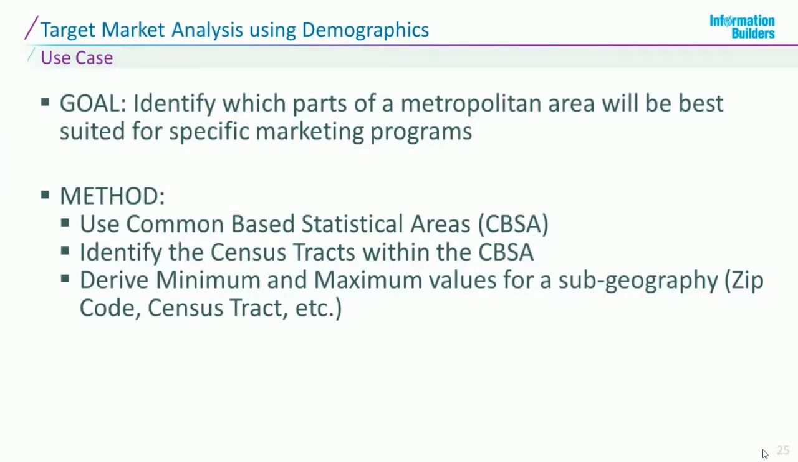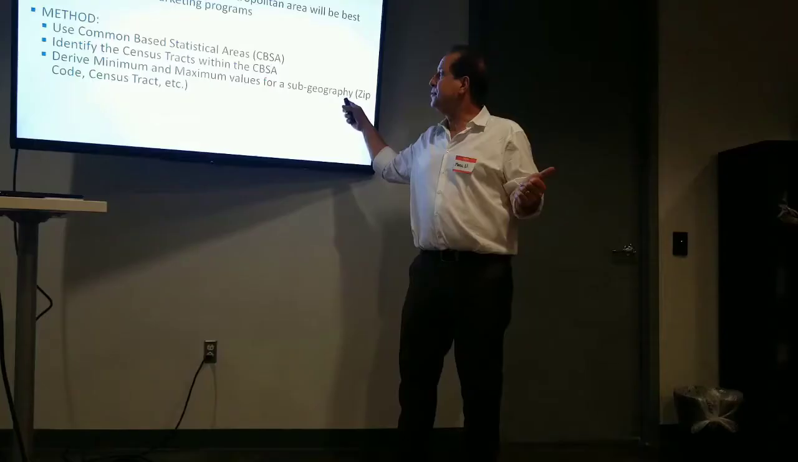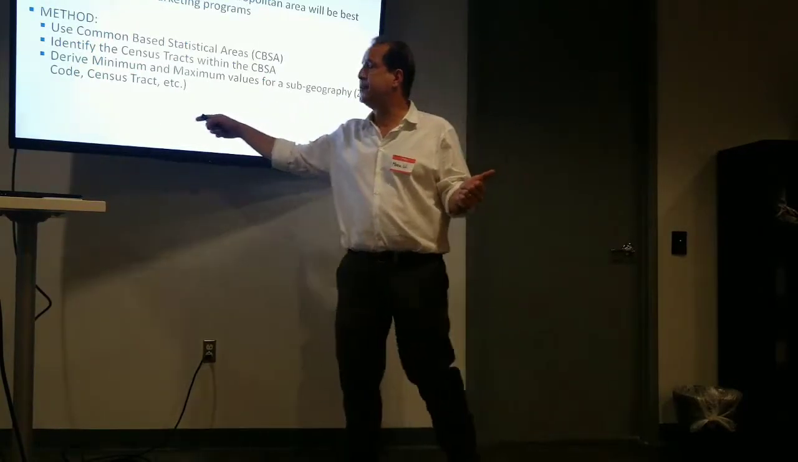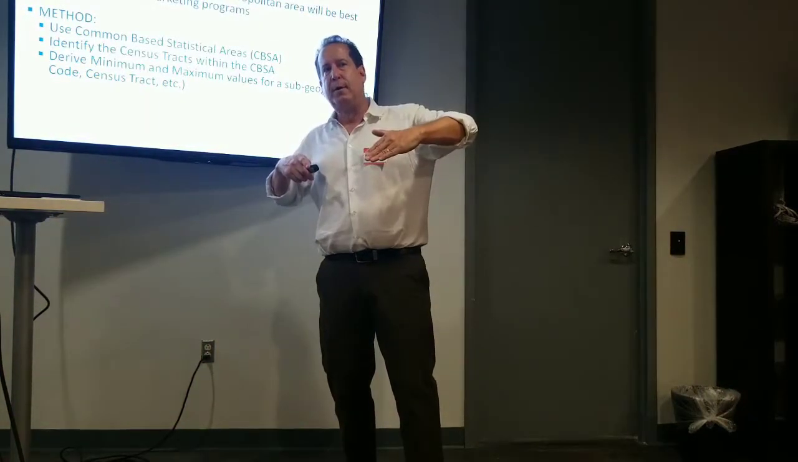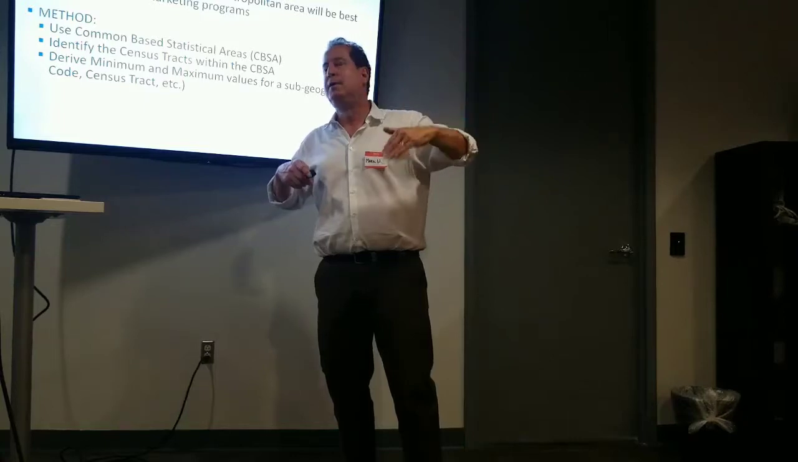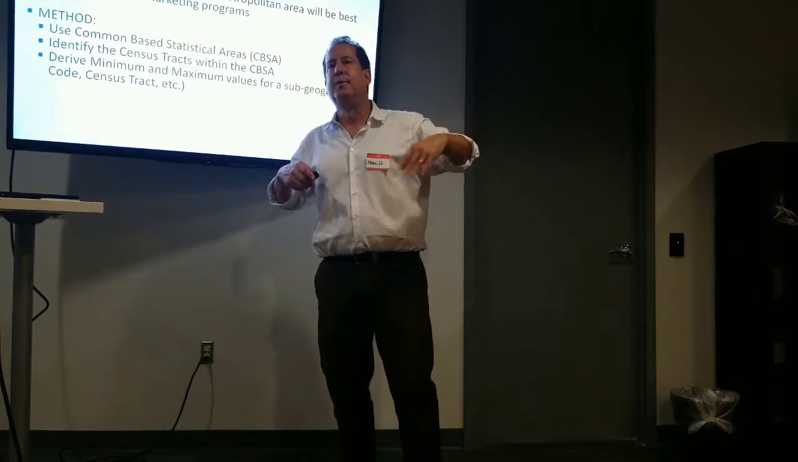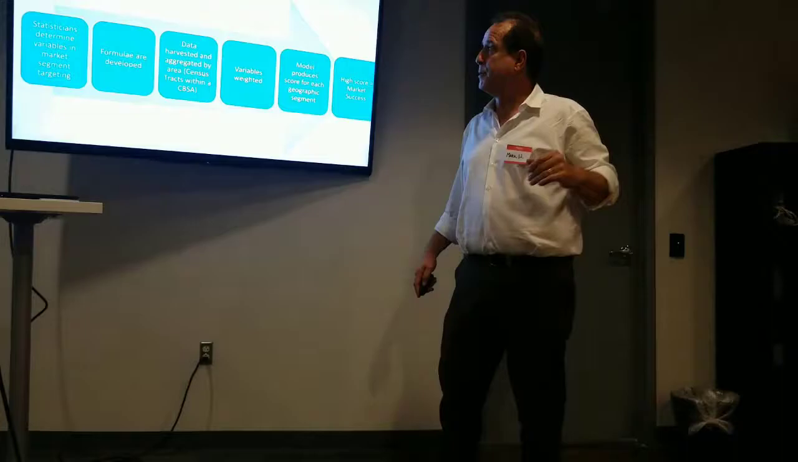For each census tract, this is where it starts to get interesting. Derive the minimum and maximum values for a subgeography, okay, or for that census tract. Okay, so they're going to use the minimum and maximum for, like, let's say, age or number of cell phone users or whatever it is. I'll walk you through the formula in a minute.